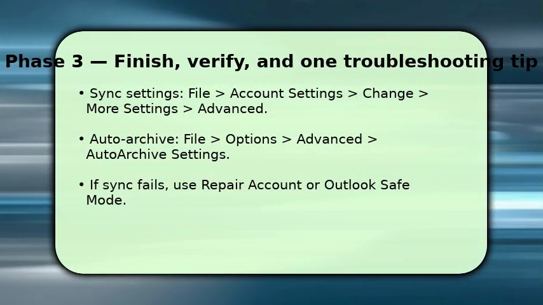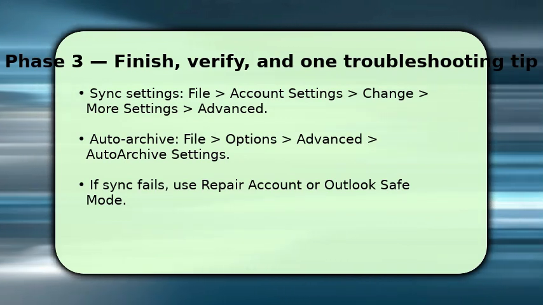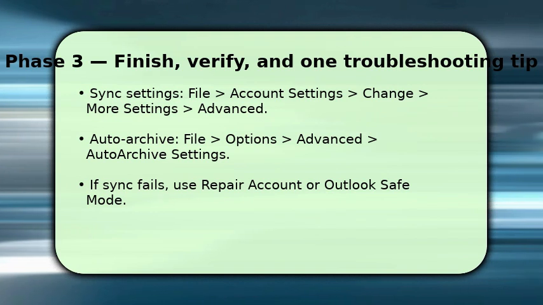Open File Account Settings, select Change, More Settings, and check Advanced Sync Intervals and Cached Mode for performance. Enable Auto Archive under File Options Advanced to keep mailbox size manageable. Once done, restart Outlook to apply changes.